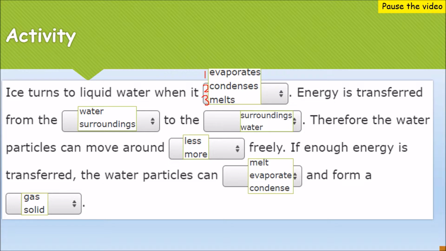Energy is transferred from, is that going to be water or surroundings, to the surroundings or water. Just choose one answer. Therefore, the water particles can move around, choose one or two, freely. If enough energy is transferred, the water particles can, and then choose between these three answers, and form, and that's either going to be a gas or a solid. When you have completed this task, then carry on with the video to mark your work.